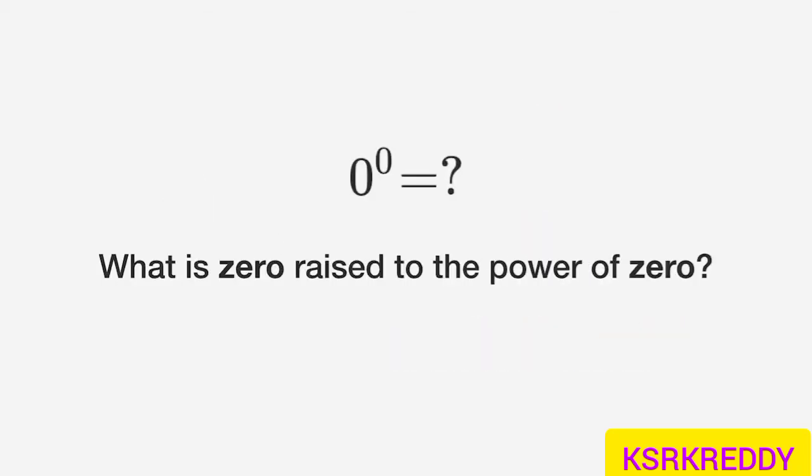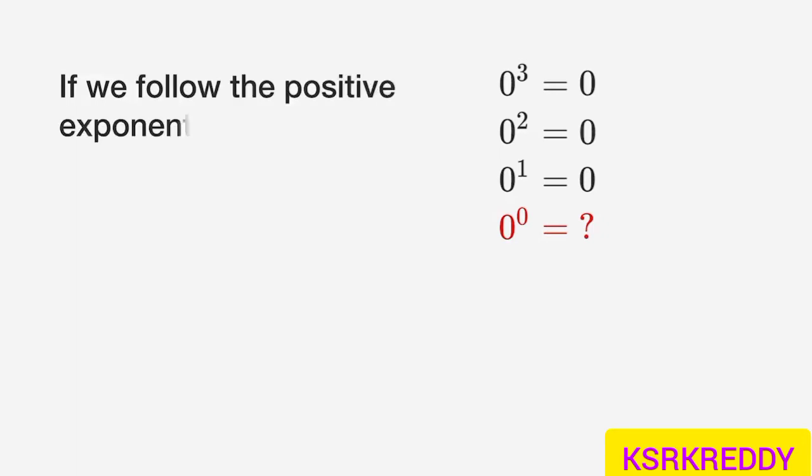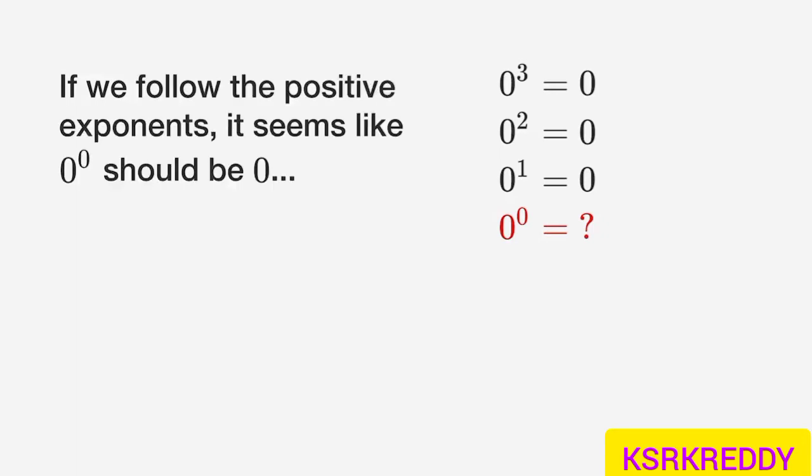What is 0 raised to the power of 0? Let's think about 0 raised to other powers. 0 to the third power is 0, 0 to the second power is 0, and 0 to the first power is also 0. If we follow the positive exponents, it seems like 0 raised to the power of 0 should be 0.